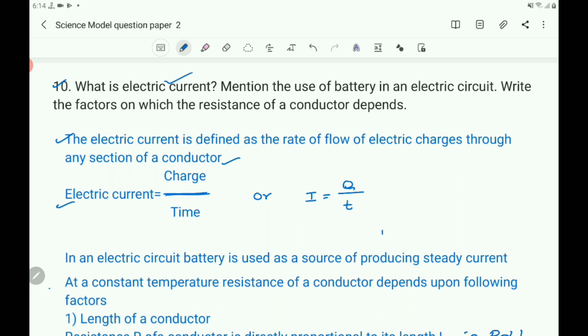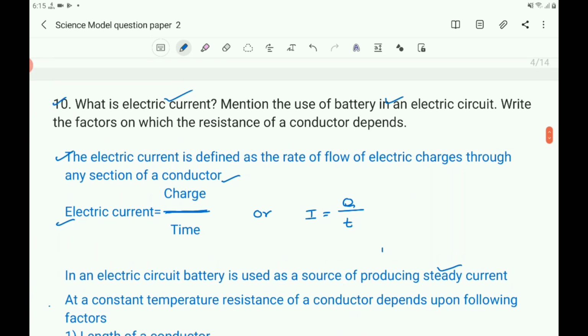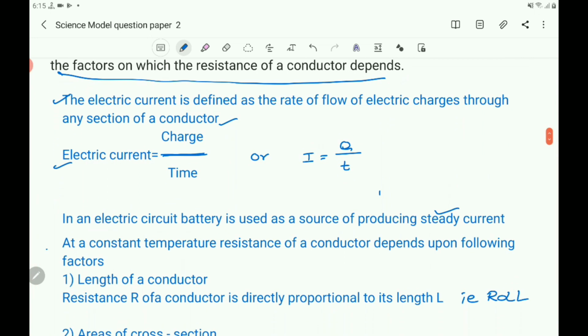So the first part is over. Second, mention the use of battery in an electric circuit. In an electric circuit, a battery is used as a source of producing steady current, that is direct current. It is the source of electric current in an electric circuit. That is the answer for the second part. Next, write the factors on which the resistance of a conductor depends.